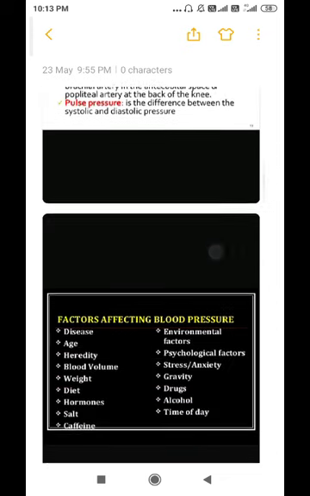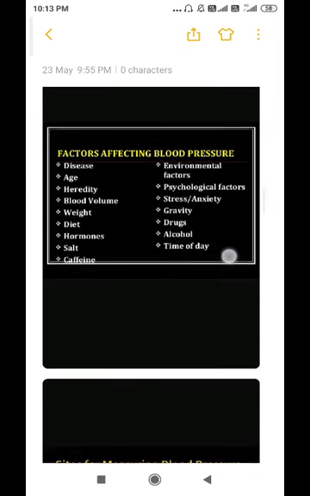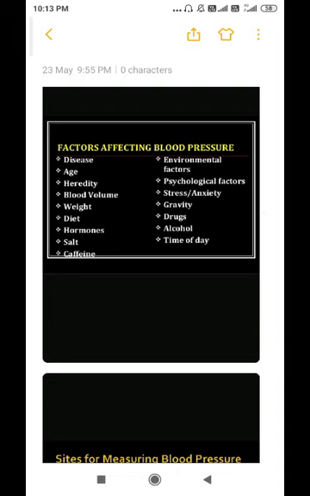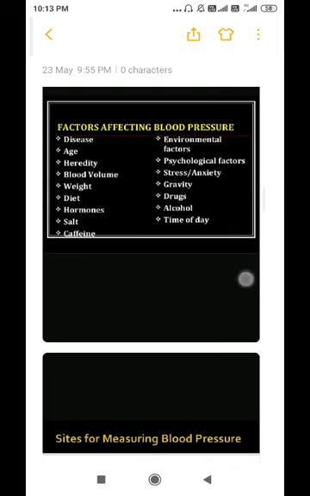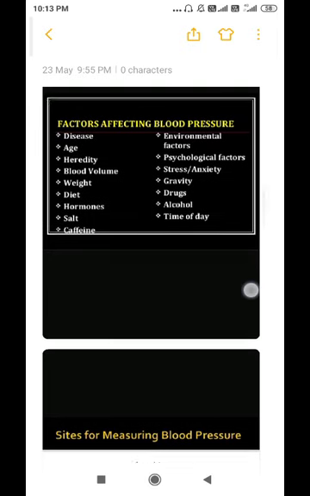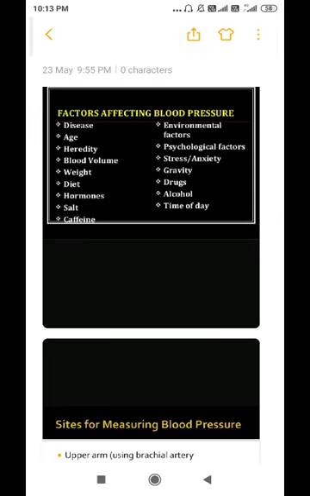Now, factors affecting blood pressure. What are the factors we learn? Disease, age, heredity, blood volume, weight, diet, hormones, salt, caffeine, environmental factors, physiological factors, psychological factors, stress, anxiety, gravity, drugs, alcohol, time of day. These are the factors affecting blood pressure.